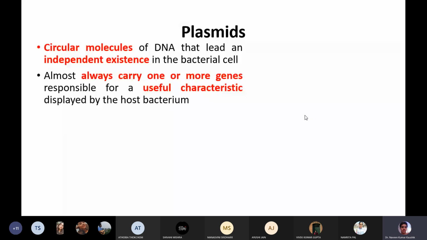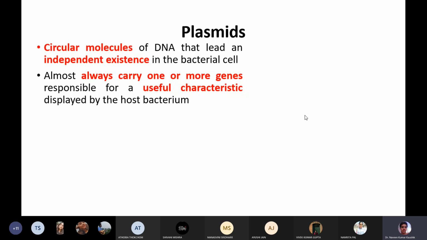And not just as a circular DNA molecule, since it has DNA it is going to carry genes, because the main role of DNA is to carry information, and this information is present in the form of genes. So this is useful, the genes are there, and these genes are so useful that they display that characteristic within the host bacterium also.